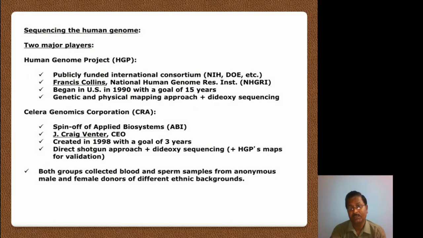Then Celera Genomics Corporation, CRA, did it. They were a spin-off of Applied Biosystems, ABI. J. Craig Venter, CEO, created this in 1998 with a goal of 3 years. The direct shotgun method and dideoxy sequencing were used, along with HGP's maps for validation. Both groups collected blood, serum and sperm samples from anonymous male and female donors of different ethnic backgrounds.